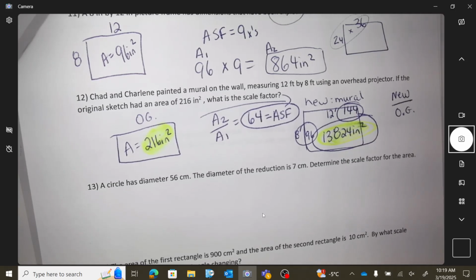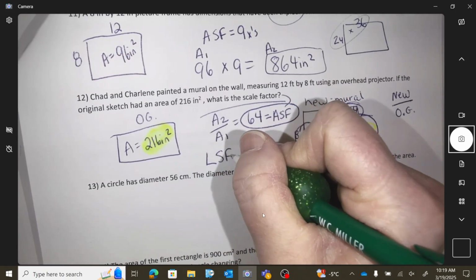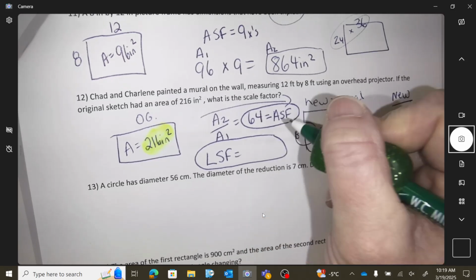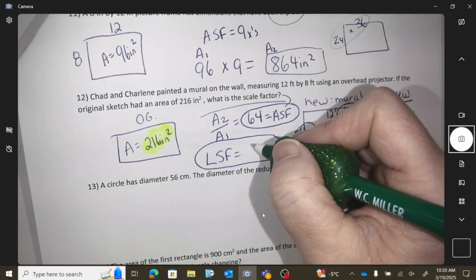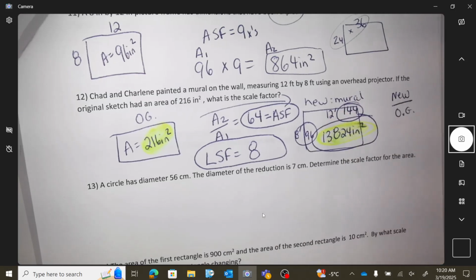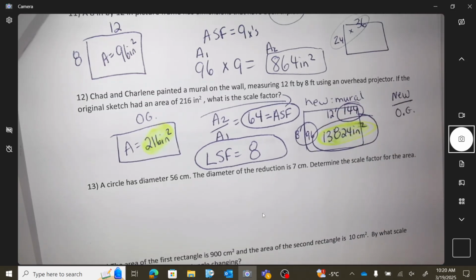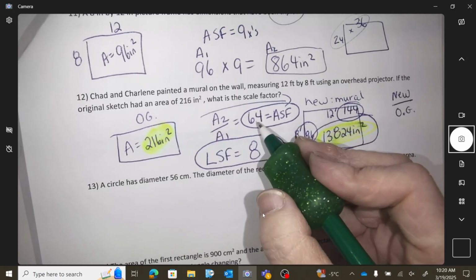Okay, but that's not my answer. I want my scale factor, which would be just my normal sides. So my linear scale factor is obviously going to be the walls would have had to have gotten bigger. How much bigger would the walls be getting then? They're 8 times bigger. Why? Because I was in area. How do I go from area to linear? Square root. Okay? What did you square root? 64. Yeah.